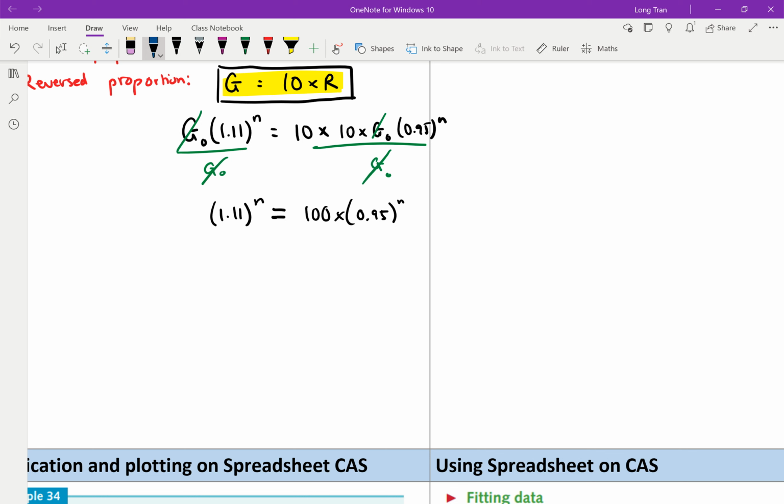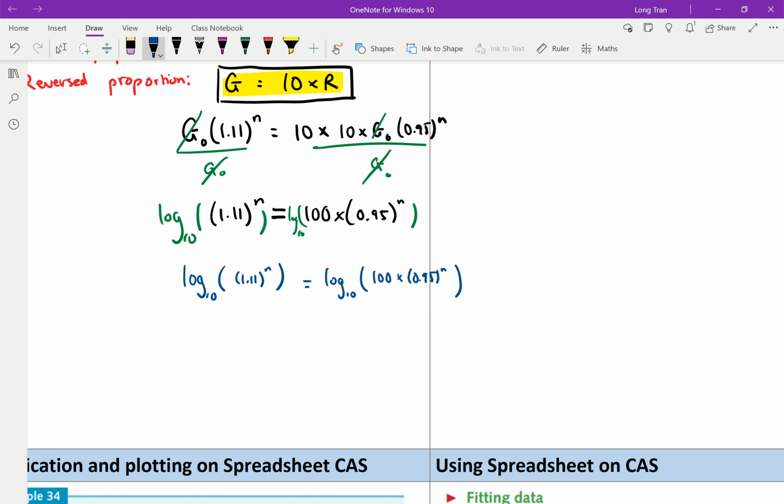Well, this is how you would do it. Since they both have a different base, 1.11 and 0.95, you can take a normal log of both sides, just so you can use rule number 3 to move the power away. So I can do log base 10 on the left, log base 10 on the right. Okay? And if I do that, this is what it's going to look like. Log base 10 of 1.11 to the power of n is equal to log base 10 of 100 times 0.95 to the power of n.